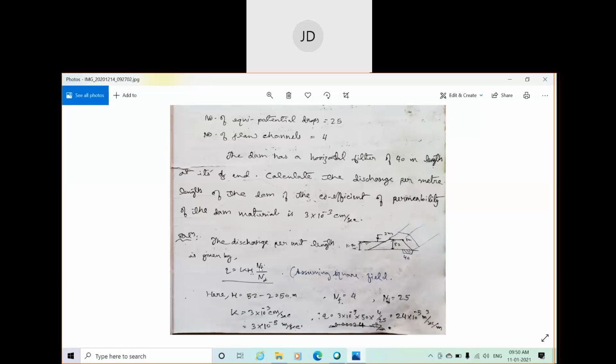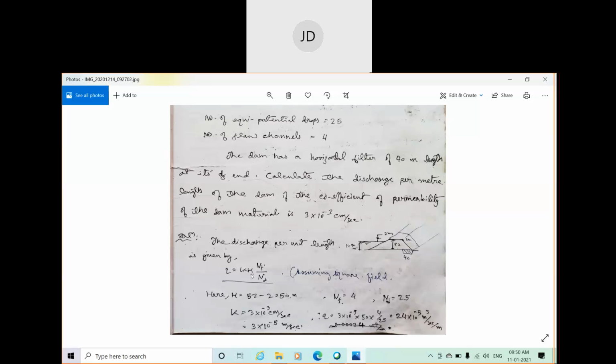What is N_F? Number of flow channels. So N_F is given as 4. N_D, number of potential drops, is given as 25. So it will be 4 by 25. Now H. What is H actually? Remember, H doesn't represent the height of the dam. H represents the total potential drop, that means the pressure difference. Pressure difference means the height of the water, not the height of the dam. So don't be confused with this.